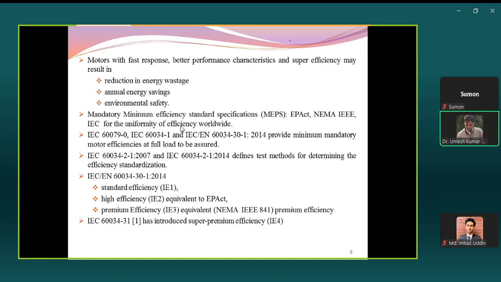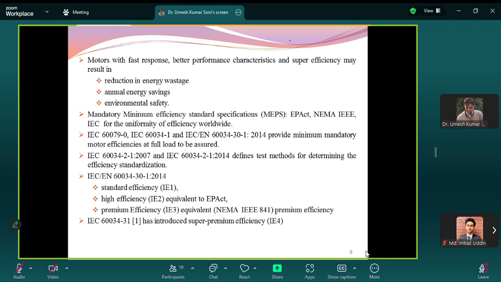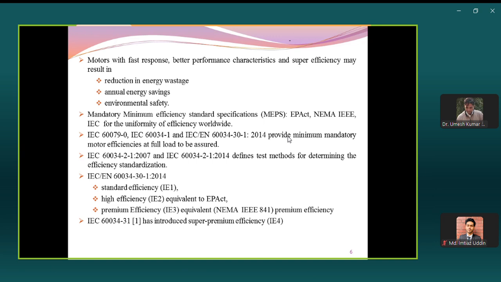So various standards are there which define the methods for determining the efficiency, and which provide the minimum mandatory efficiency from no load to full load, and different standards which introduce super premium efficiency. So it will ultimately result in a reduction in energy wastage and annual energy saving, and it will ensure environmental safety.